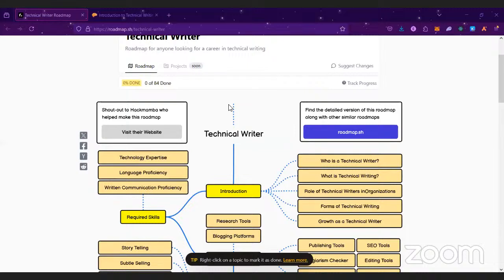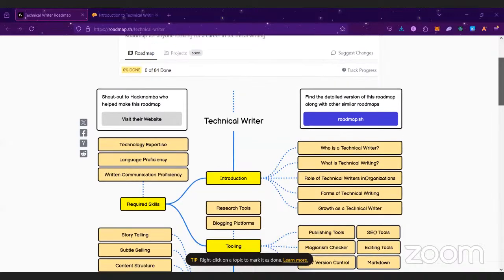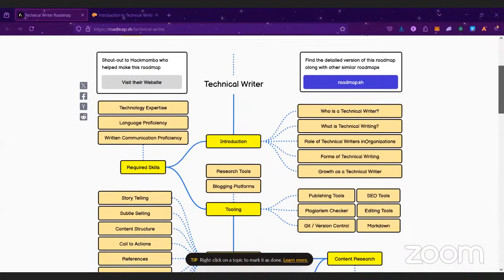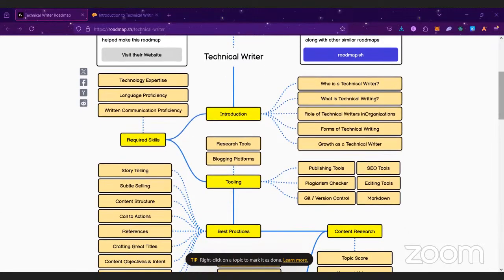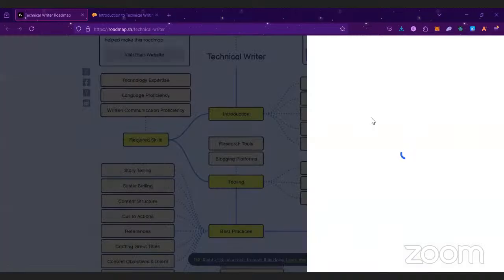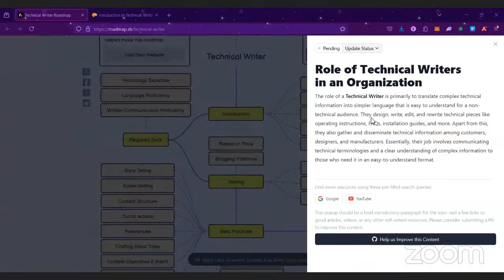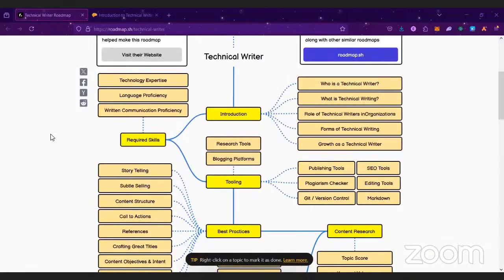And so what are the roles of a technical writer? What are the forms of technical writing? You can always come to this page and just look at some of the things that are important for you to know as a technical writer. So the role of the technical writer in an organization basically is to create documentation, to create articles such that, I keep saying it, the users, the ones using the product, will understand. That's the main thing.